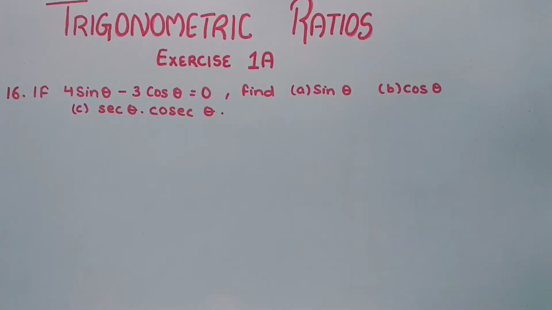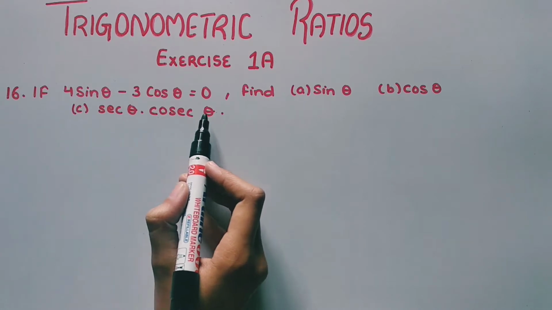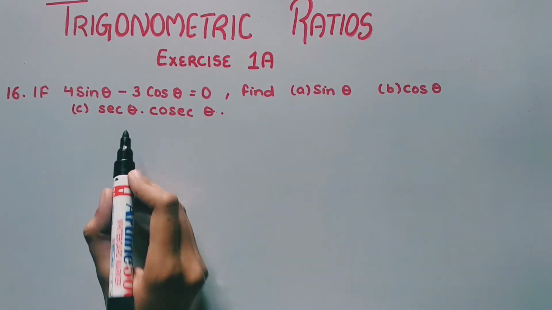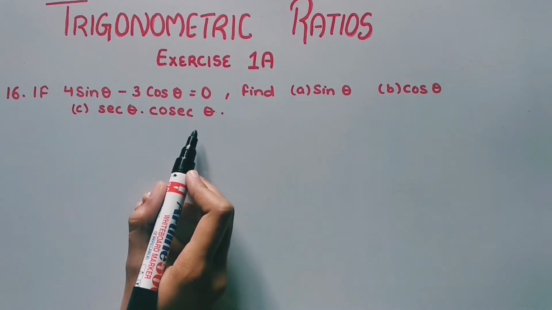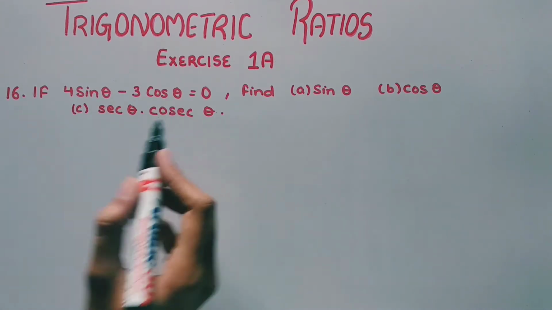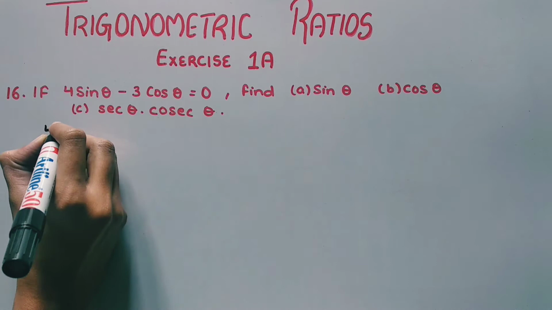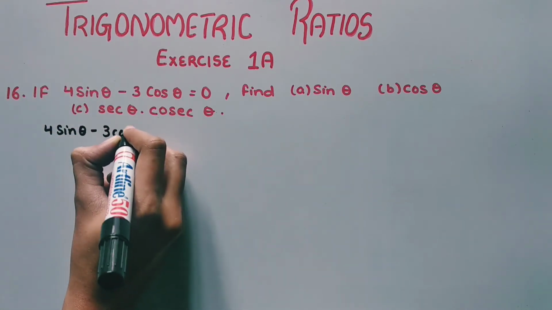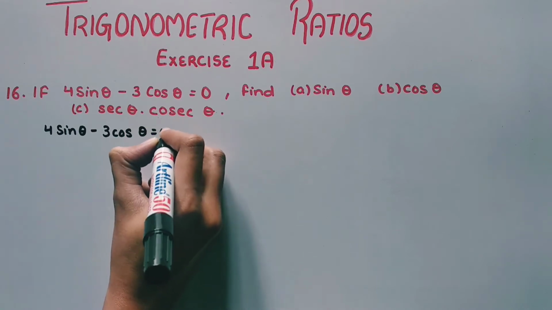We have next question. If 4 sin theta minus 3 cos theta is 0, we need to find sin theta, cos theta, secant theta multiplied by cosecant theta. First of all, we have the equation that is 4 sin theta minus 3 cos theta is equal to 0.